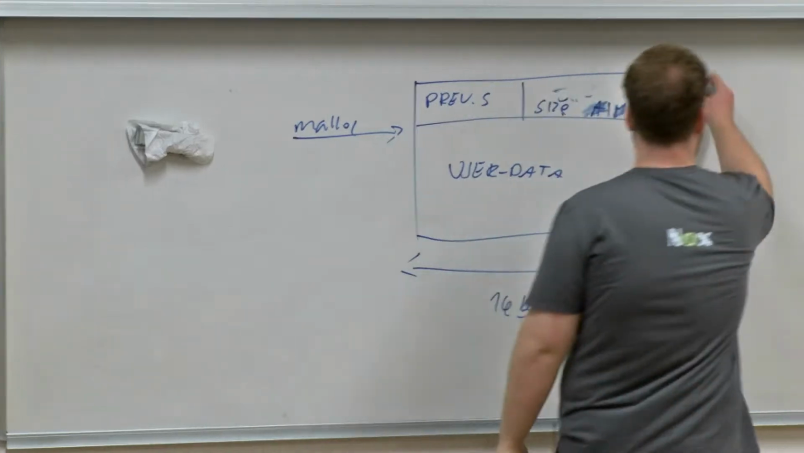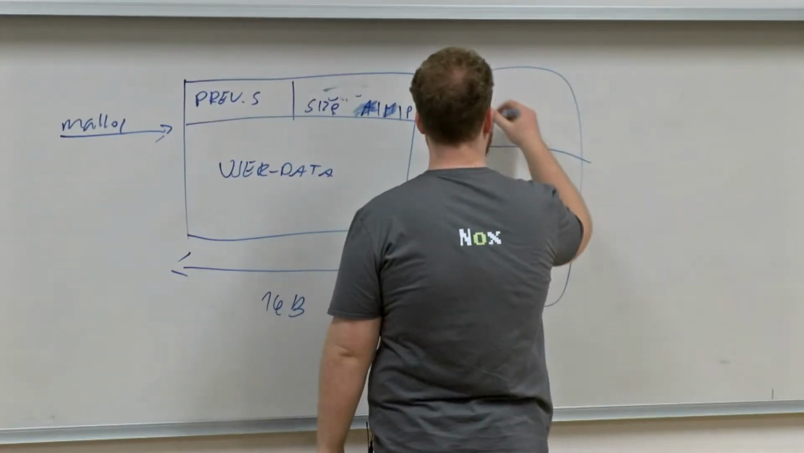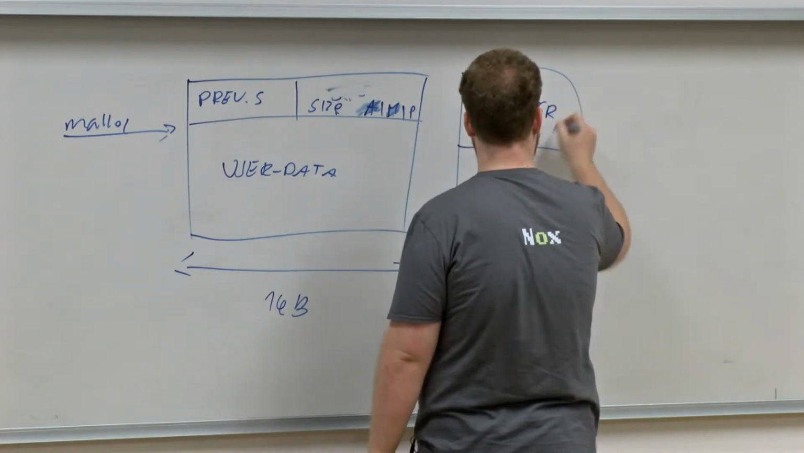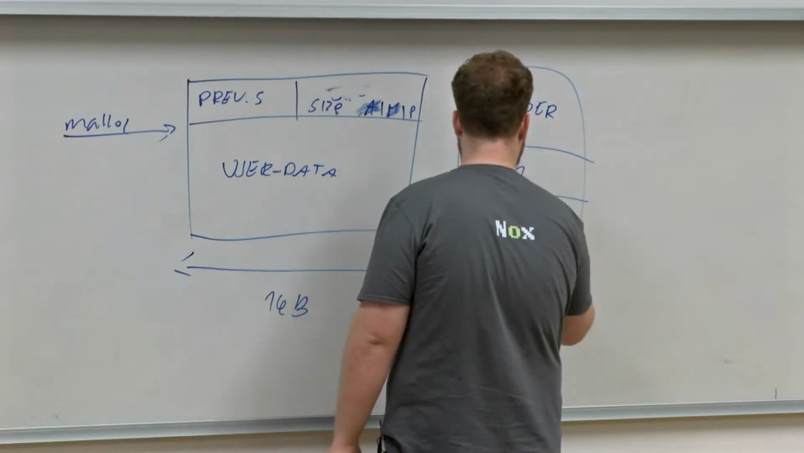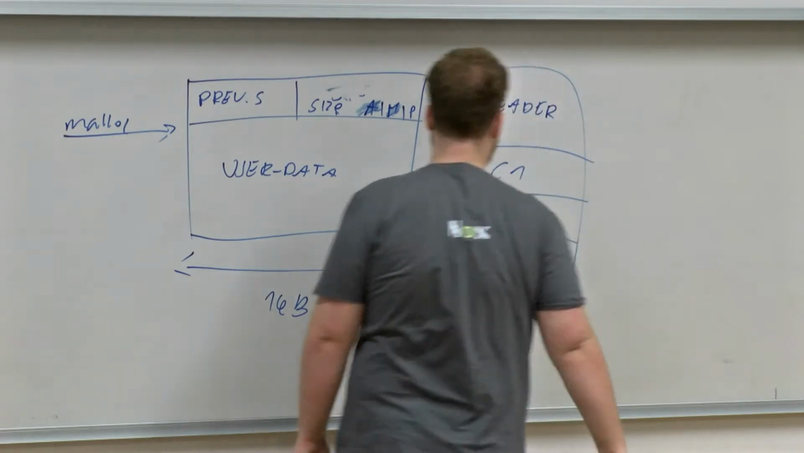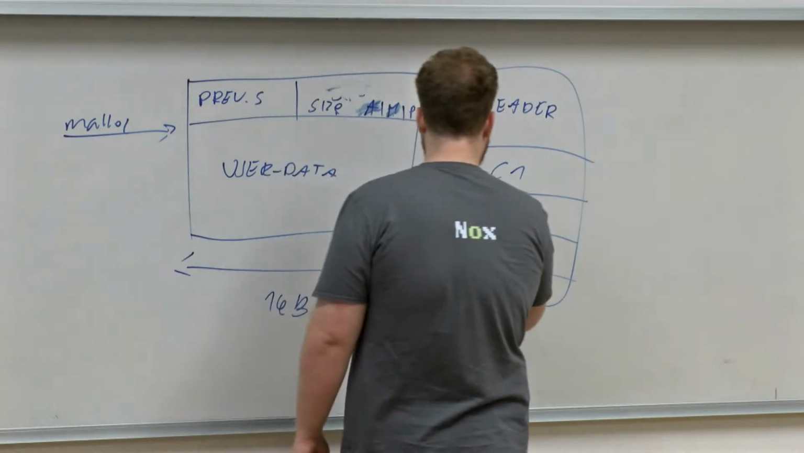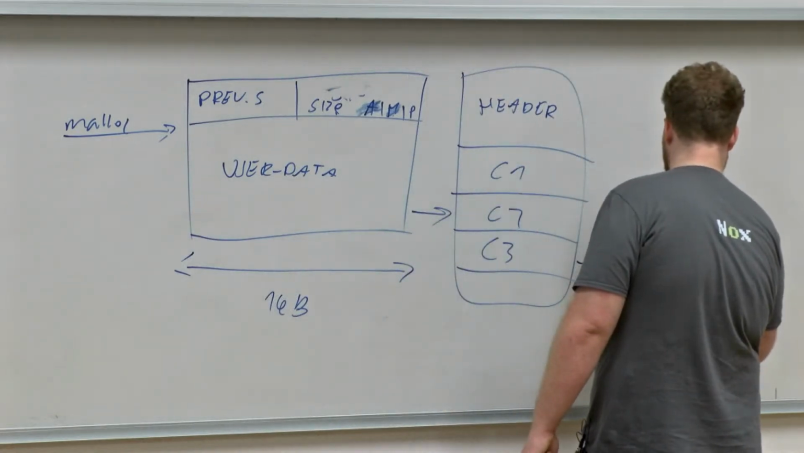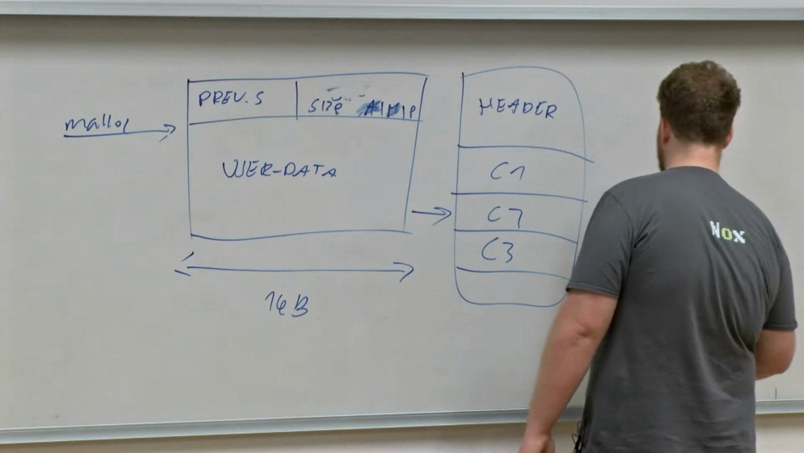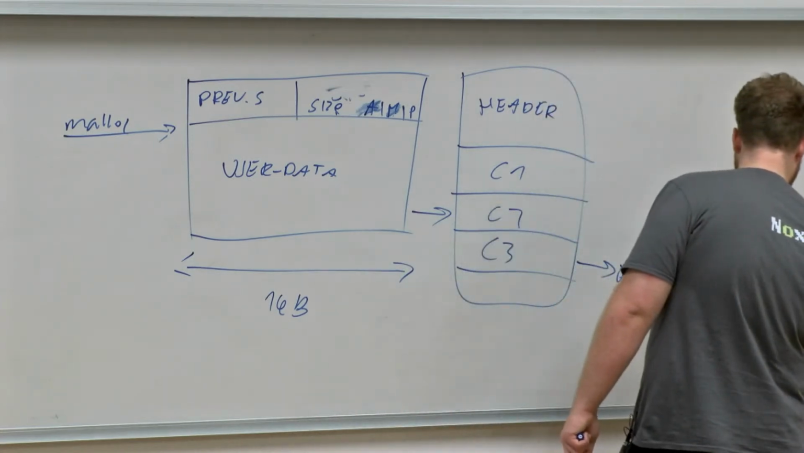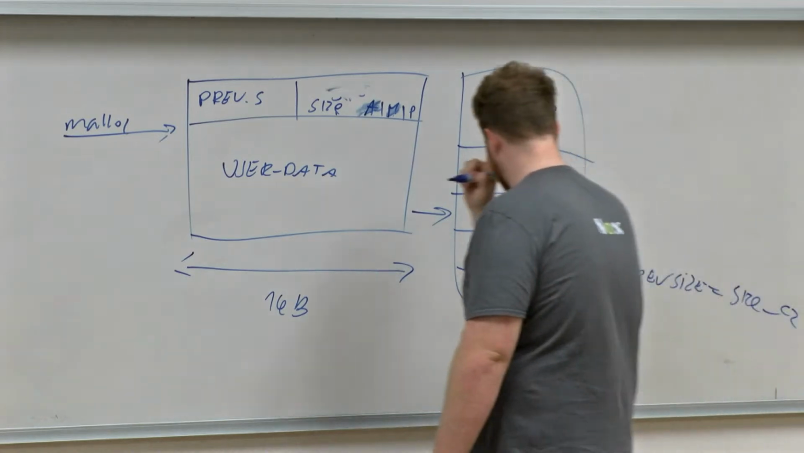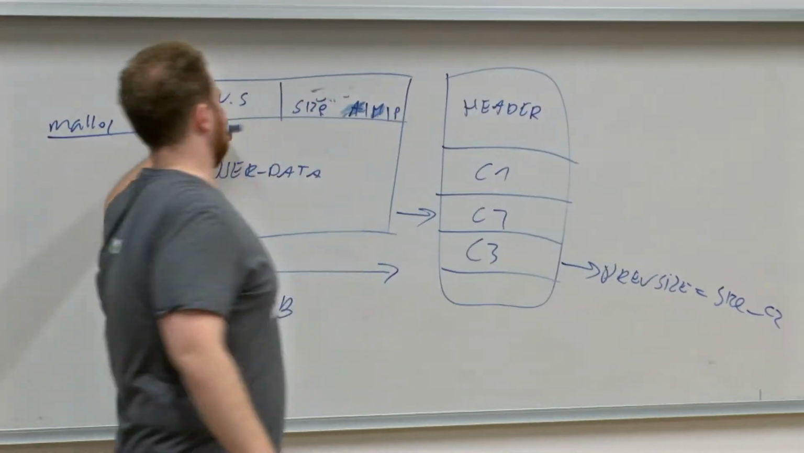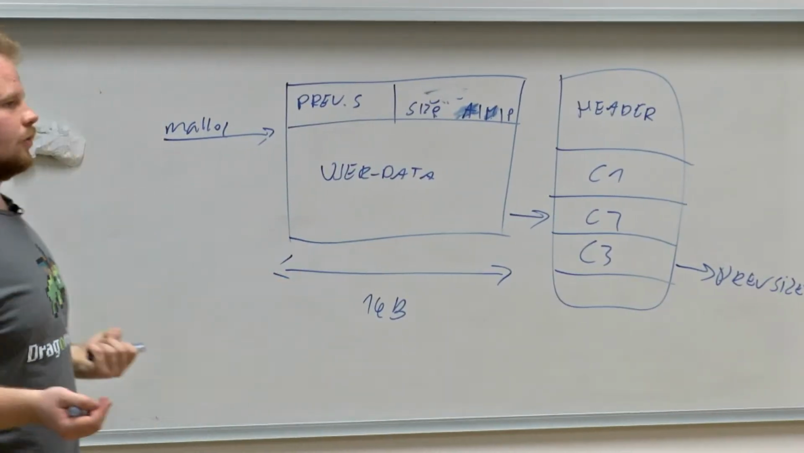So if we have a heap setup like this, and this is the header, and then we have chunk 1, chunk 2, chunk 3. When we free this chunk, this prev size will be set to the size of C2. This is how the prev size field works, and it's used for coalescing, or for merging chunks together.